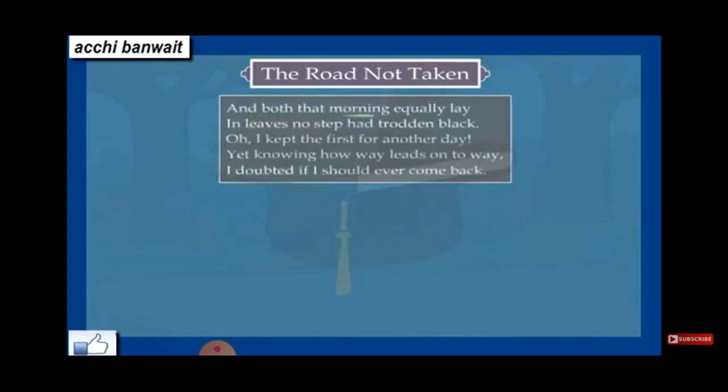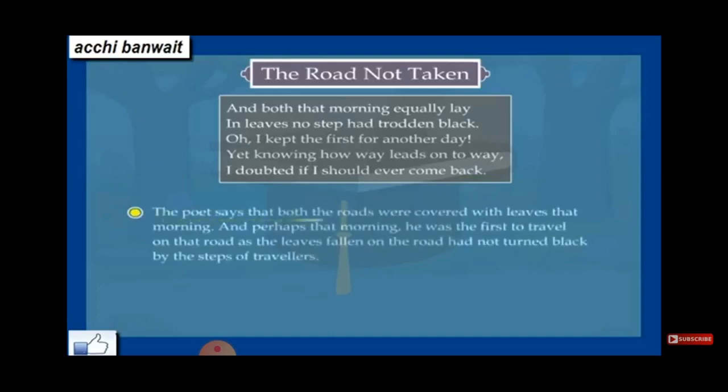And both that morning equally lay in leaves no step had trodden black. Oh, I kept the first for another day. Yet, knowing how way leads on to way, I doubted if I should ever come back. Here, the poet says that both the roads were covered with leaves that morning. And perhaps that morning, he was the first to travel on that road, as the leaves fallen on the road had not turned black by the steps of travelers.